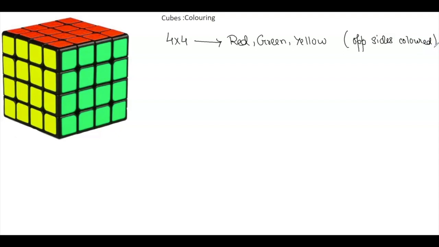And we know that a cube has 6 faces, right? So if we use 3 colors, 2 faces get colored simultaneously. So we have 2 red faces, 2 yellow faces, and 2 green faces. Questions from this topic are very simple.